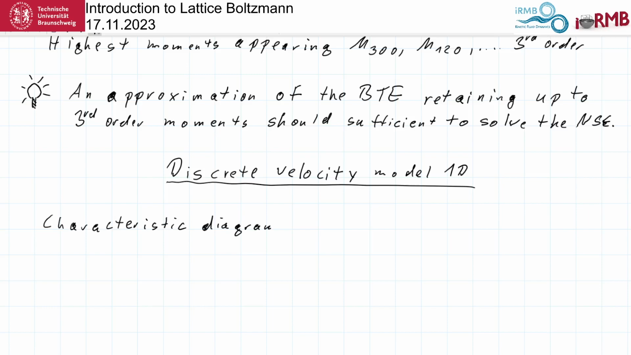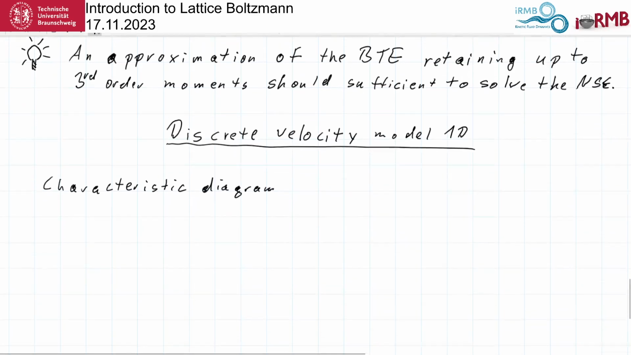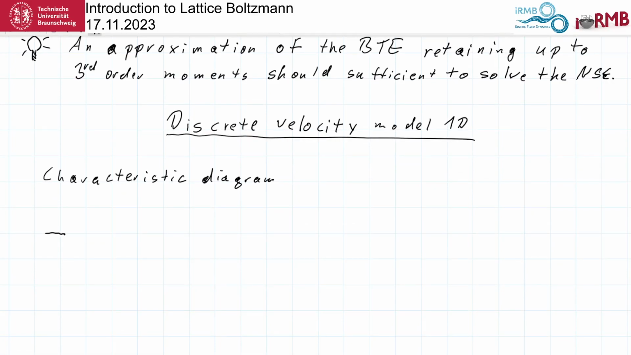So the characteristic diagram uses two dimensions, namely the time dimension that we draw up here. This is the time dimension, and we have one space dimension. Sorry, what am I saying? This is the space dimension, and this is the time dimension.